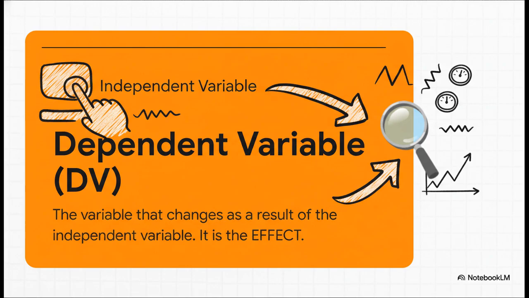And you guessed it, if the independent variable is the cause, then the dependent variable, or DV, is the effect. This is the outcome. It's what the researcher measures to see if their change, that independent variable, had any impact at all. Its value? Well, it depends on the other variable.